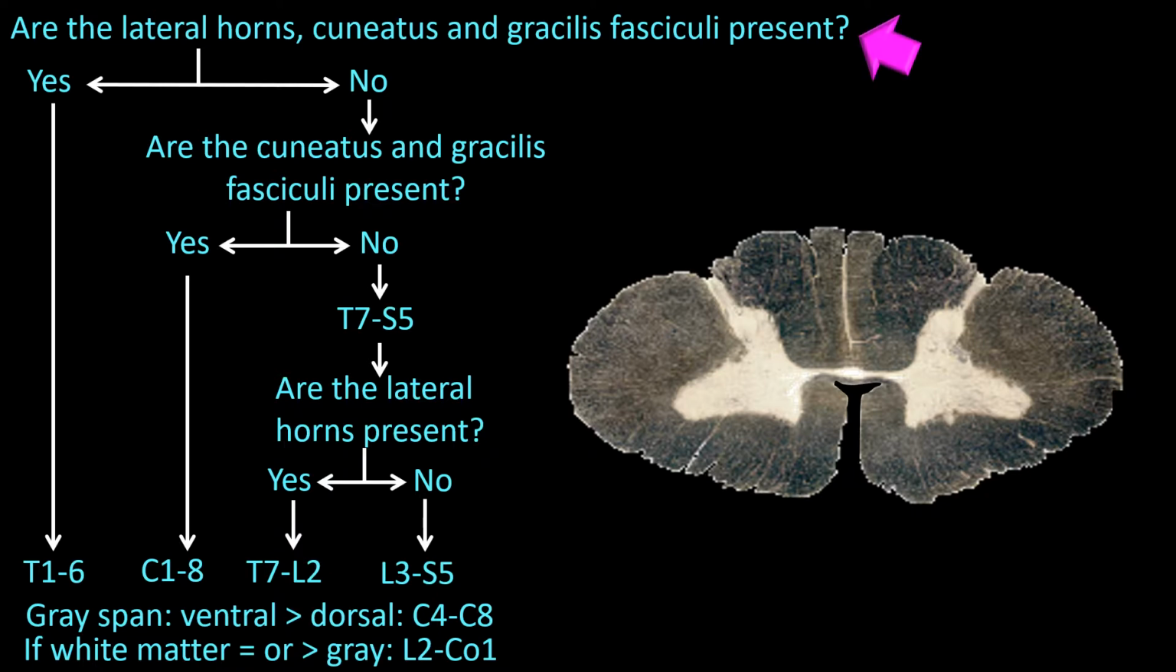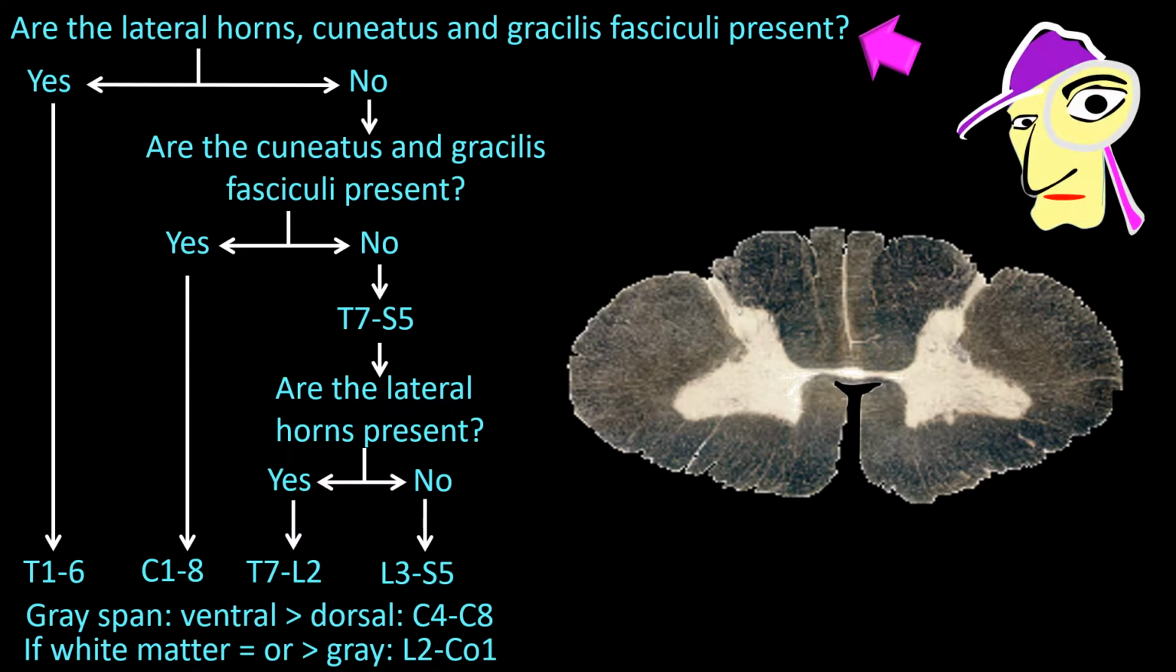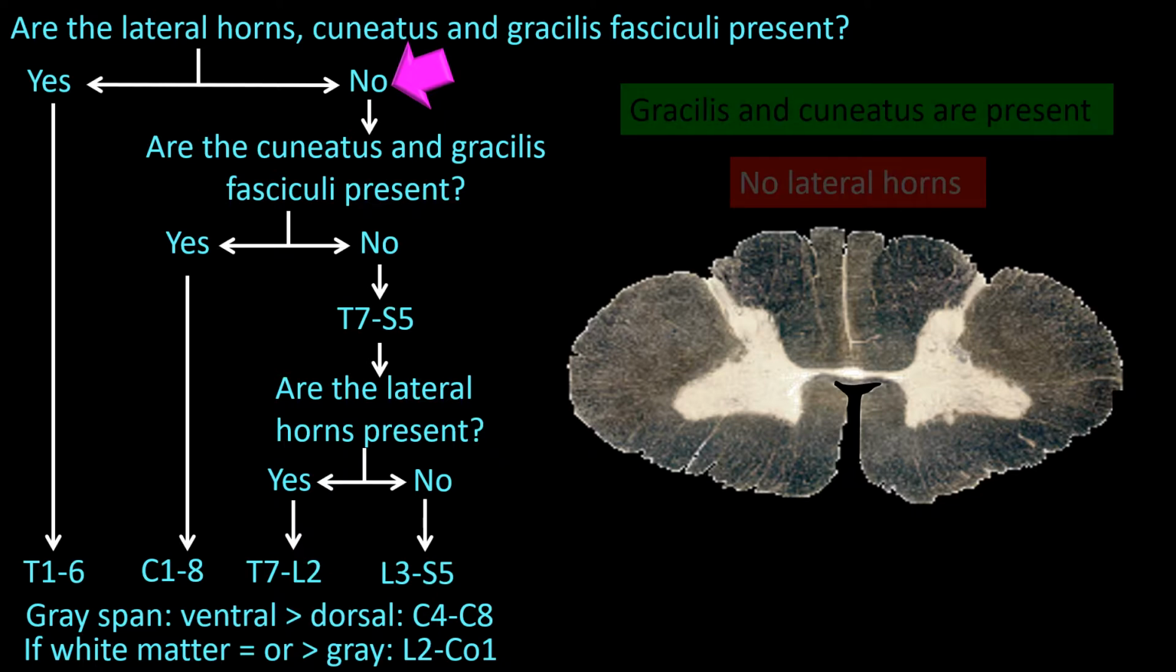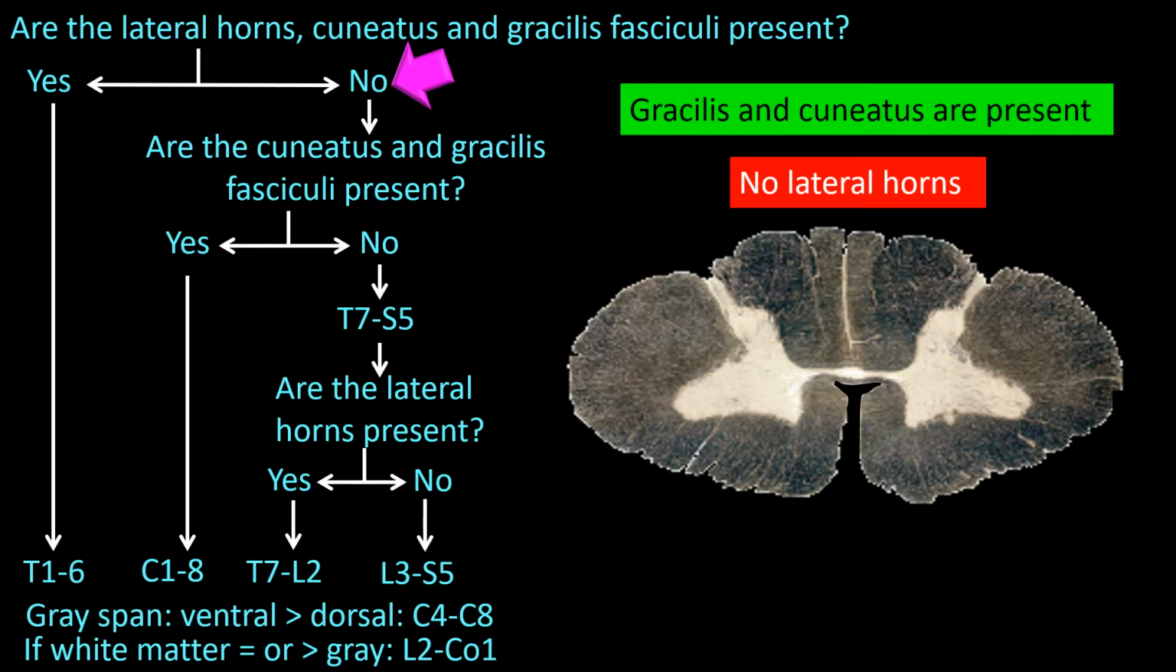The first question is if the lateral horns, cuneatus fasciculus, and gracilis fasciculus are present. That is, if all three of these structures are present in this specimen. A quick look at the specimen will allow us to see if this is so. And as you can see, they are not. The gracilis and cuneatus fasciculi are present, but the lateral horns are not.